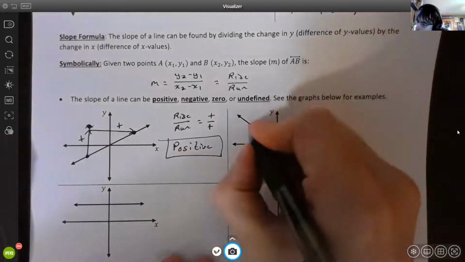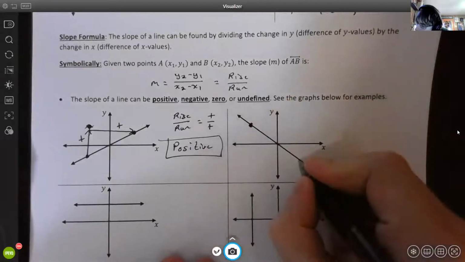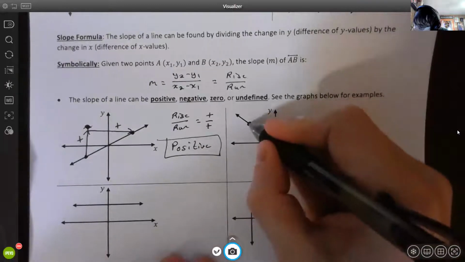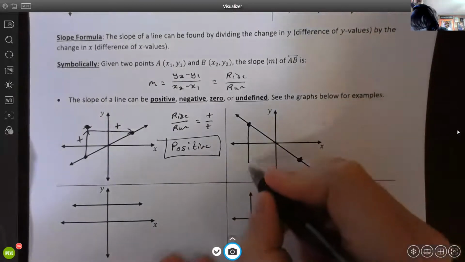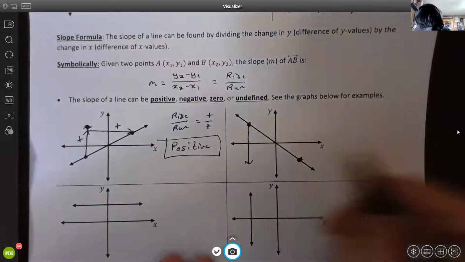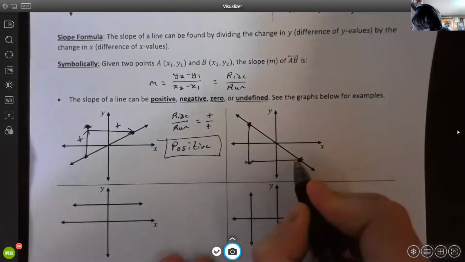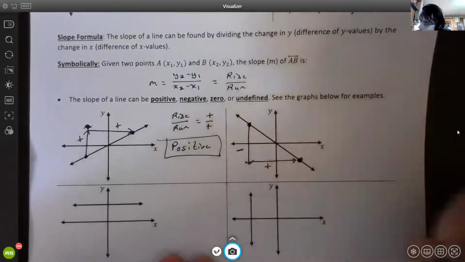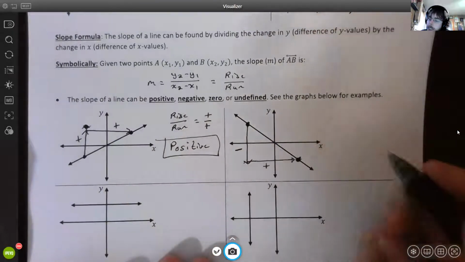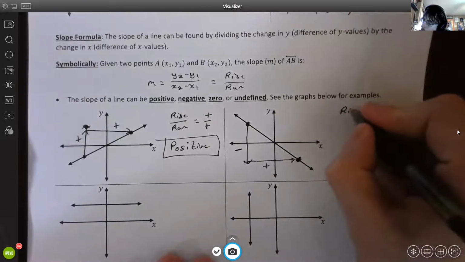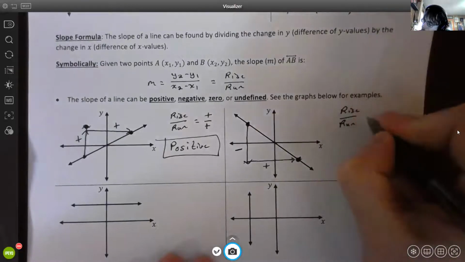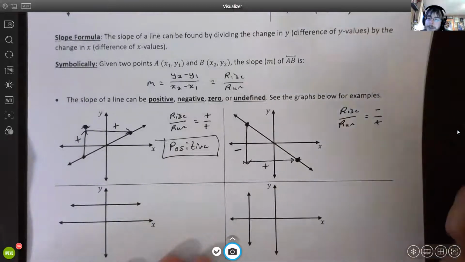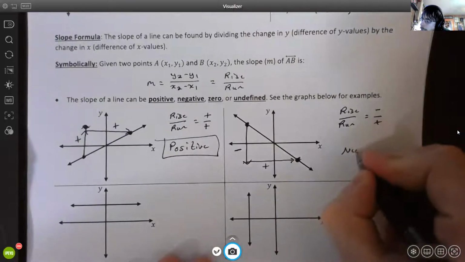Likewise, if you have your points here, you're going down first if you're starting at the leftmost point, and then you're going right. So you have a negative rise and a positive run. So your rise over run ends up being negative over positive. And if you have a negative divided by a positive, that means it's a negative slope.